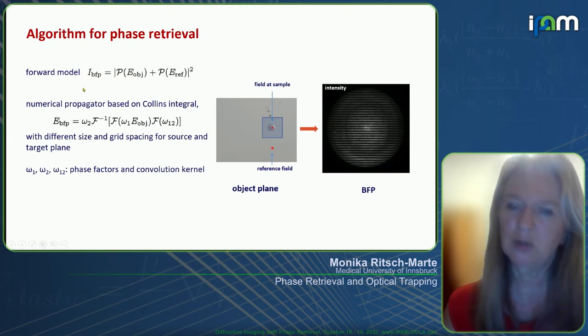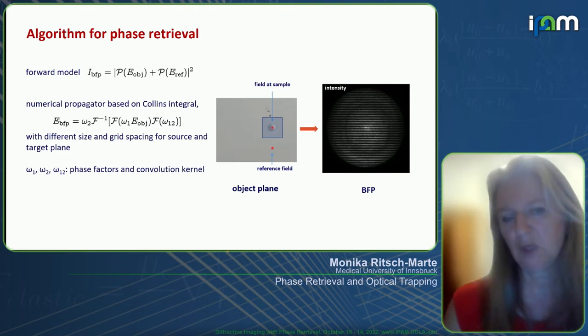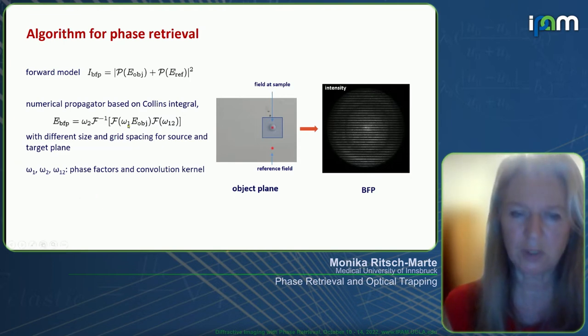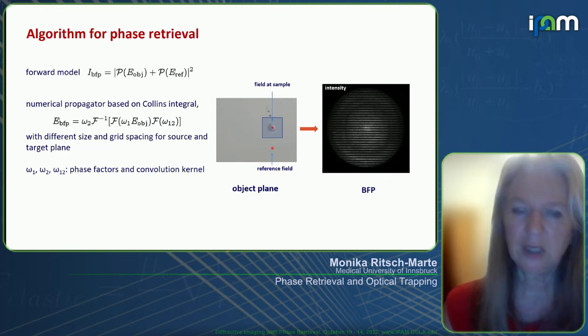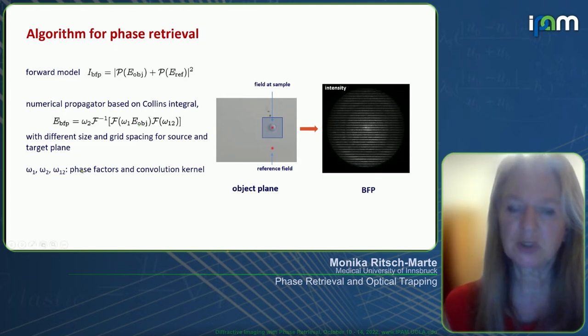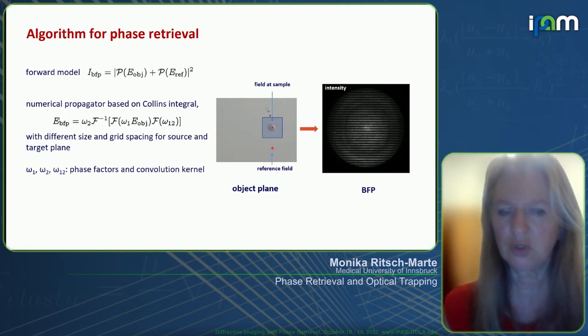So we need a numerical propagation, and this is a propagator that Gregor Thalhammer has used many times already. It's based on the Collins integral formulation from the 1970s, and it combines a diffraction integral, the Kirchhoff integral, with ray optics. It seemed to be very efficient. For the numerical implementation here, I don't write down the exact expressions. It's not so important what it is. There are just some phase factors, some quadratic phase factors, and things in convolution kernels.